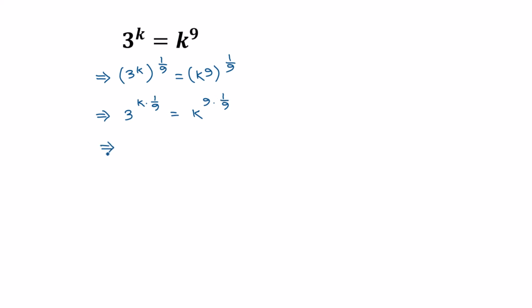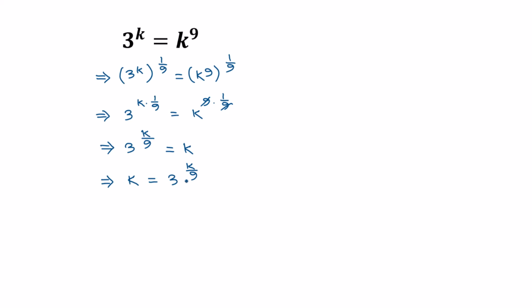On the left side this will be 3 to the power, multiplying these two terms, k times 1 is k over 9, is equal to, from the right side this 9 and this 9 will cancel out and it will be k to the power 1, that means k. Now exchanging sides, we can write the right side to the left, so we can write k is equal to 3 to the power of k over 9.